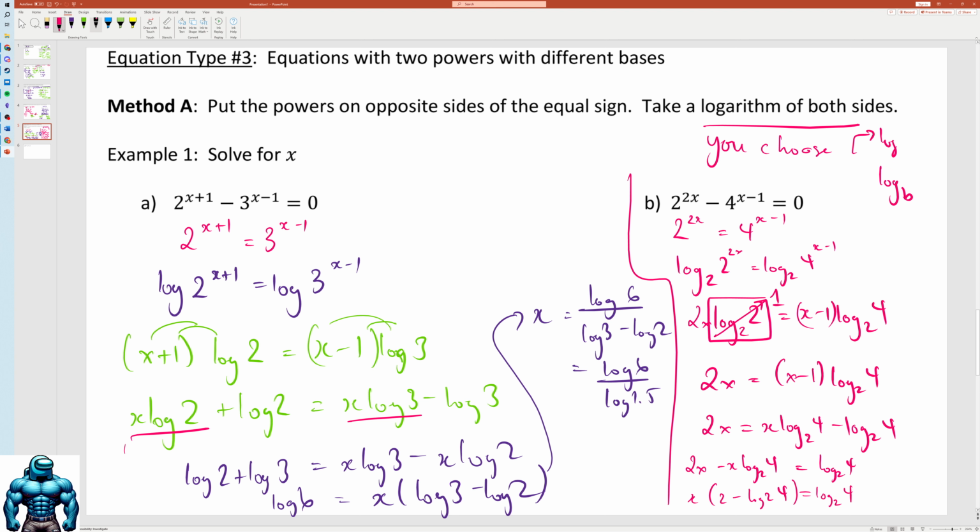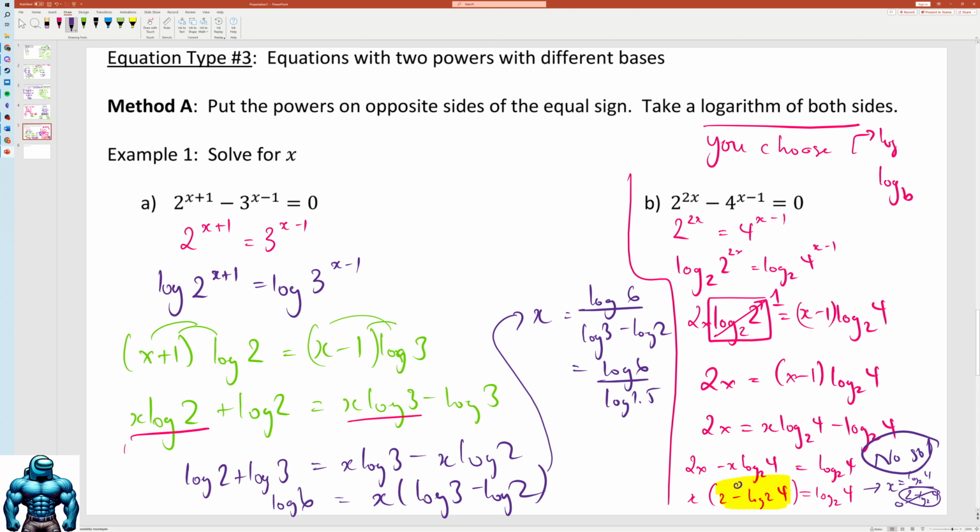Okay. I need a little bit more space here to talk about this one. The issue I'm encountering is here, and I'm going to explain this in a couple ways. One, plug into your calculator. You're going to get x is equal to log base 2 of 4 over 2 minus log base 2 of 4. But unfortunately, that's 0 in the bottom. Because it's 0 in the denominator, there's no solution here.